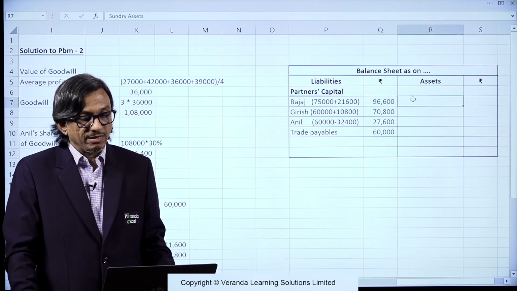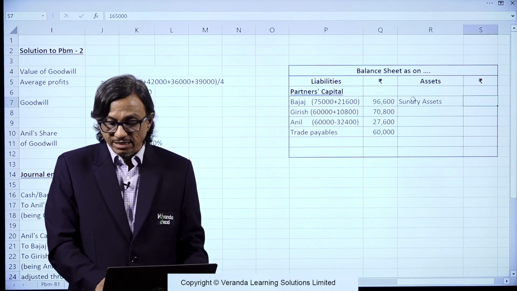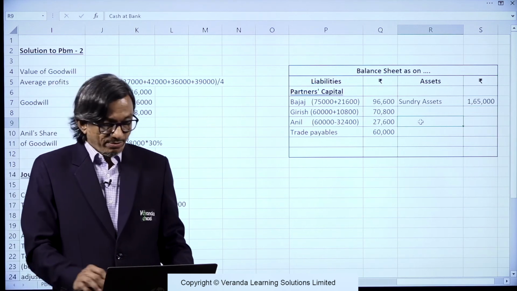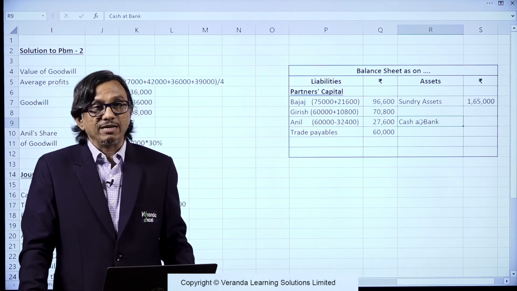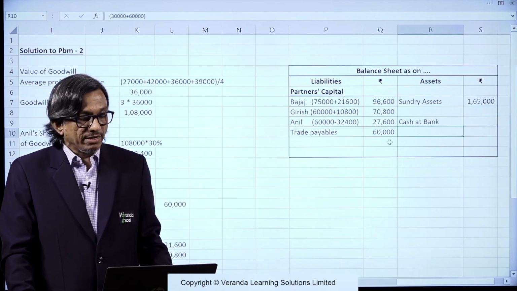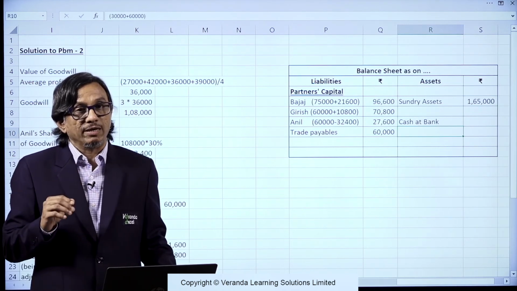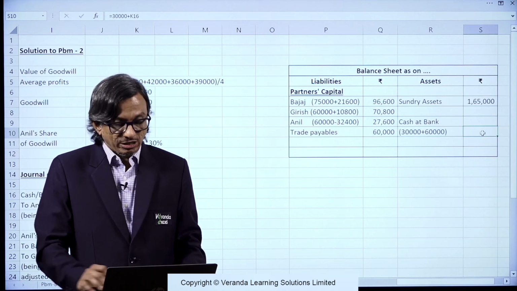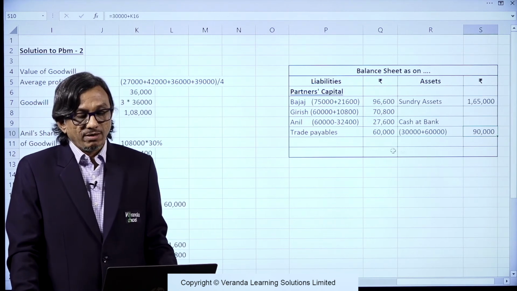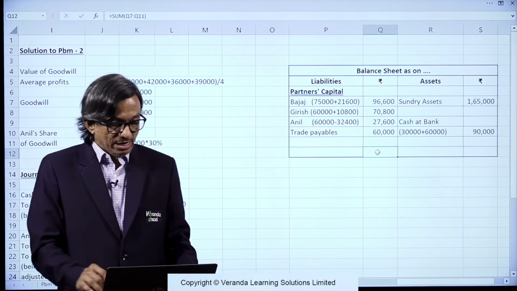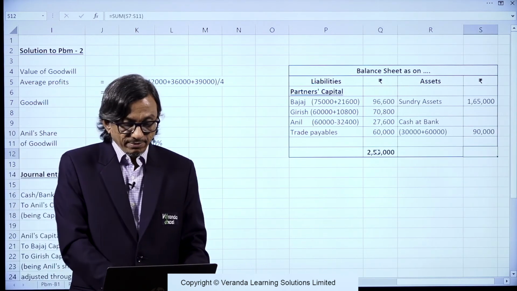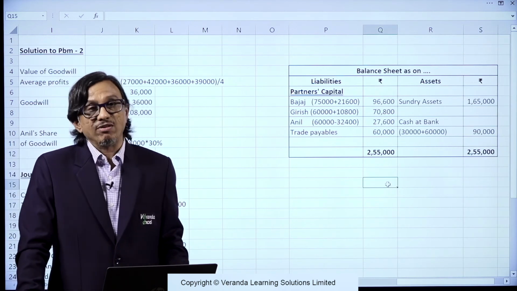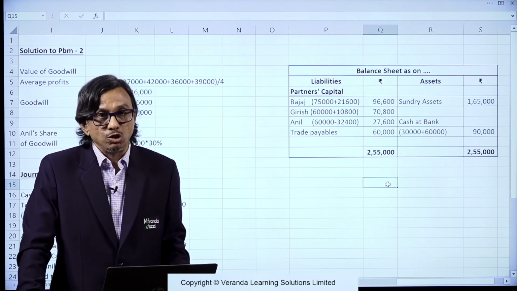Coming to the asset side, very simple. We have sundry assets, no change in that. It is the same as what was given in the balance sheet, 165. Then you will have cash at bank. Cash at bank in the original balance sheet is 30,000, but now Anil has brought 60,000 towards his capital. So now the balance of cash at bank will be 30,000 plus 60,000, which is 90,000. Now all the other items are clearly put here. You have to check whether the balance sheet tallies. Yes, the balance sheet total comes to 2,55,000. So with this, friends, we have completed the solution for problem number 2 on goodwill.